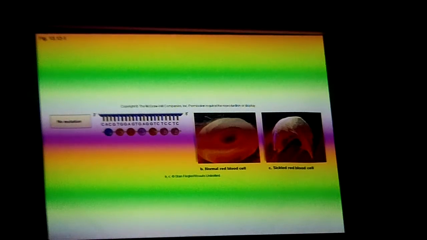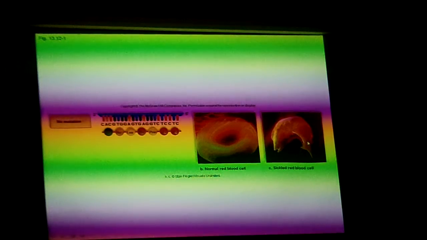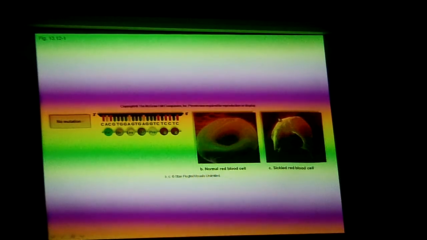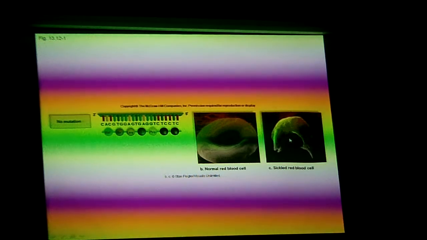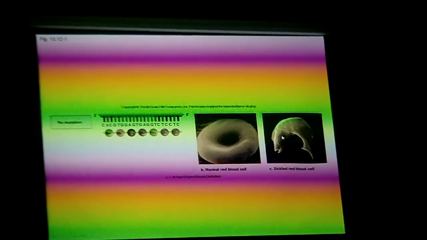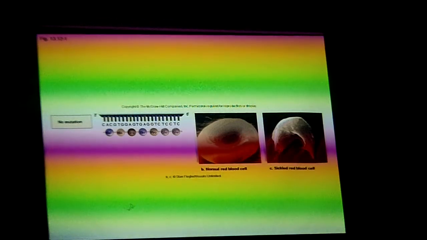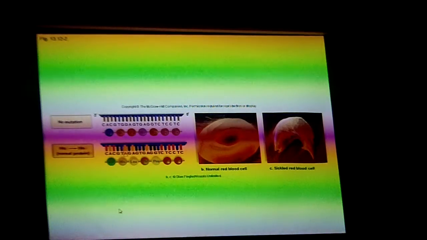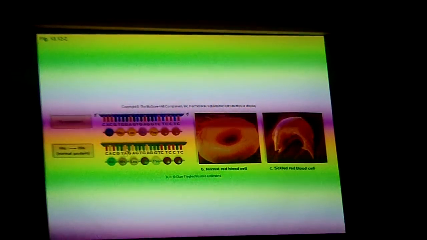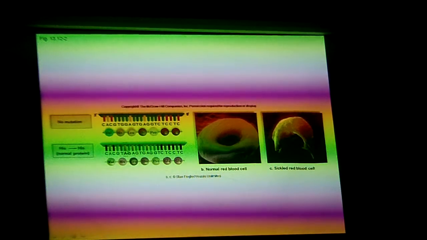Have you ever heard of sickle cell anemia? We talked about this. This is a normal blood cell on the left, and a blood cell that's sickled or shaped funny on the right. And that comes from a single mutation. And they show it here. There's a mutation right there in this base.